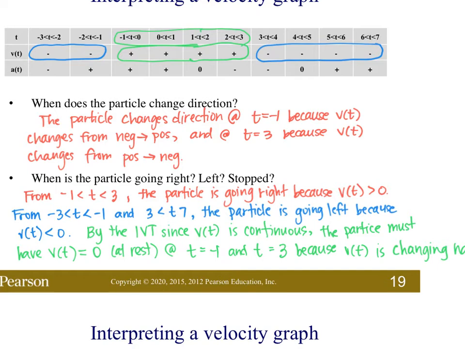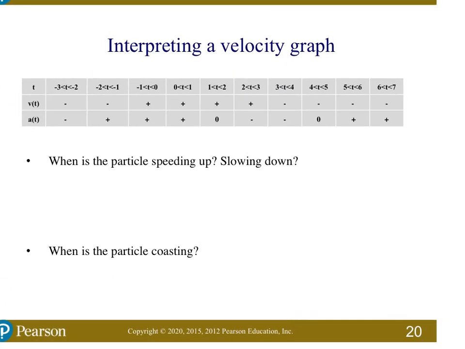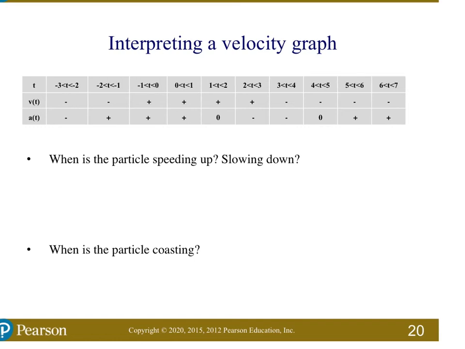Now, what about the acceleration? What can we learn from that? Here's the same chart. When is the particle speeding up? When is the particle slowing down? Remember, we defined speeding up as when velocity and acceleration have opposite signs as each other. And so for speeding up, I'm going to do green. Speeding up will be green.